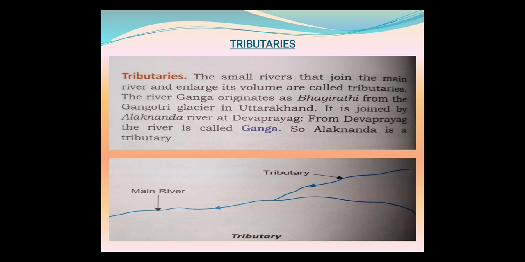The next diagram is of tributary. Tributaries are small rivers that join the main rivers. For example, Yamuna, Gandak, Kosi, join the Bhagirathi. These are known as tributaries.